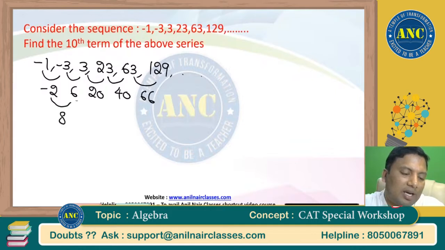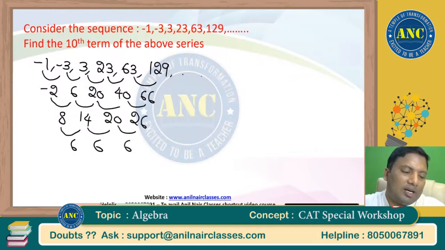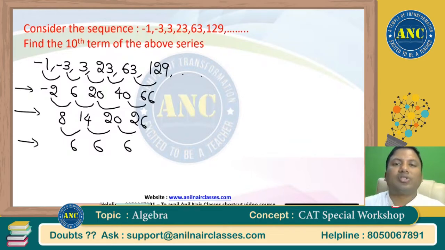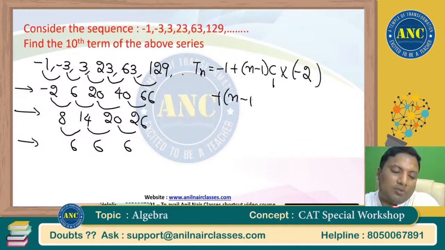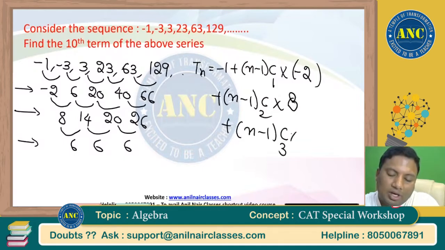The second differences are 8, 14, 20, 26. Here it is 6, 6, 6. First step, second step, and third step. So Tn is nothing but a, that is minus 1, plus n minus 1 C1 into minus 2. I hope it is clear. Plus n minus 1 C2 into 8 plus n minus 1 C3 into 6.